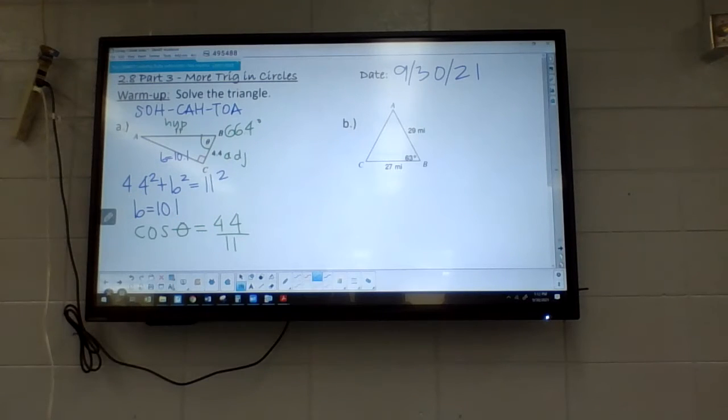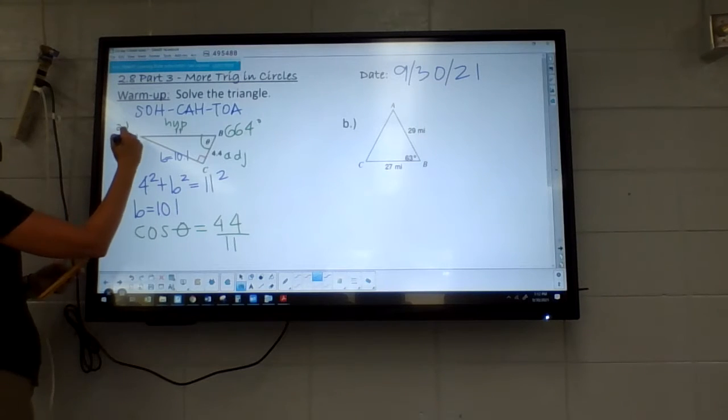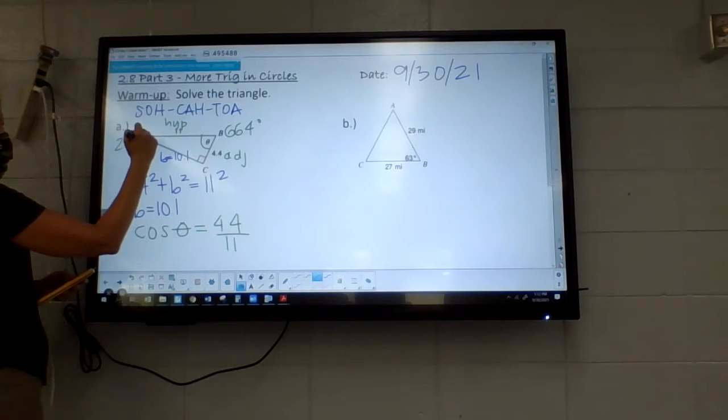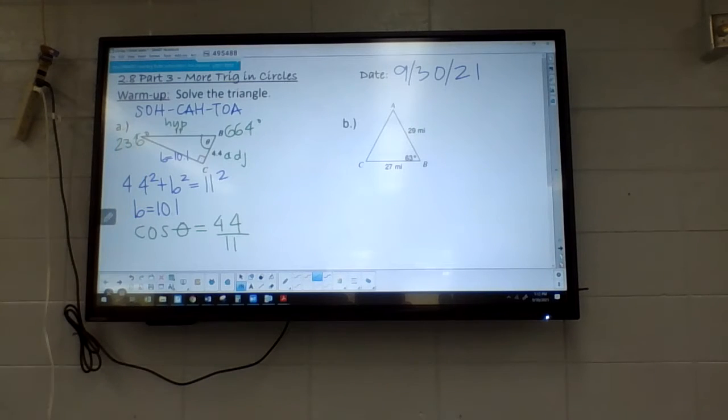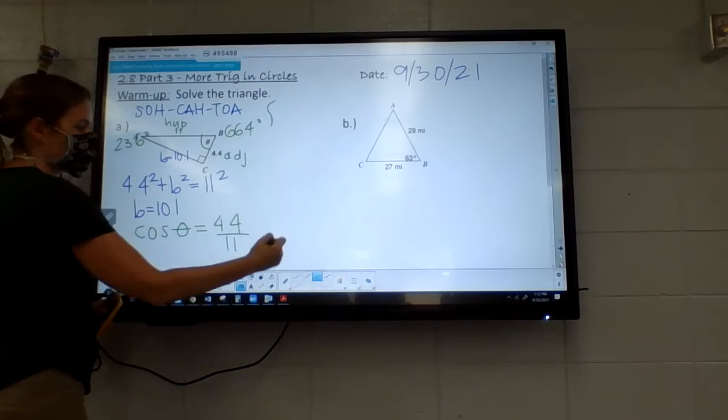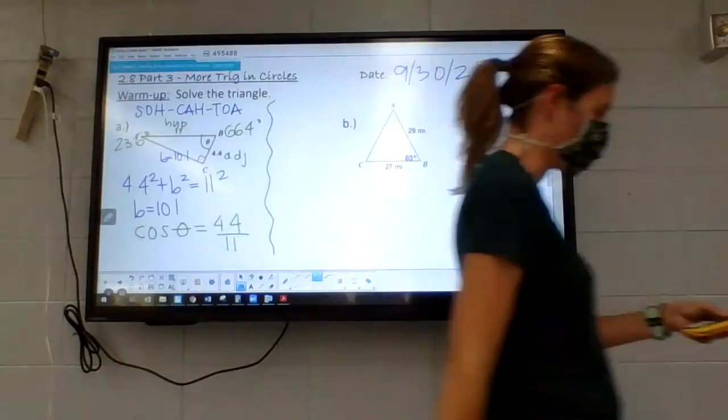And then once I know that, I know the other one's 90, and I can take this away from 90. So this is going to be 23.6 over here. And then we found all our sides, all our angles. So don't forget, right triangles do not need to be super difficult.